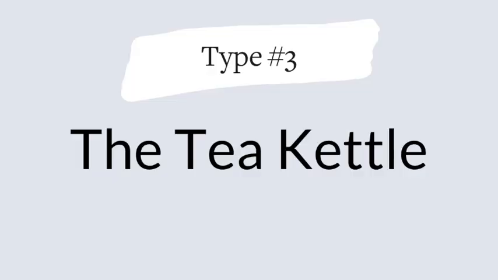Type number 3 is the tea kettle. With the tea kettle, when things bother or upset you, you tend to ignore them in the moment. But the issue is that all of those frustrations just compound over time. And you eventually hit this point where you've bottled and bottled and bottled things up for so long that by the time you finally blow, it can be just as explosive as a firecracker.